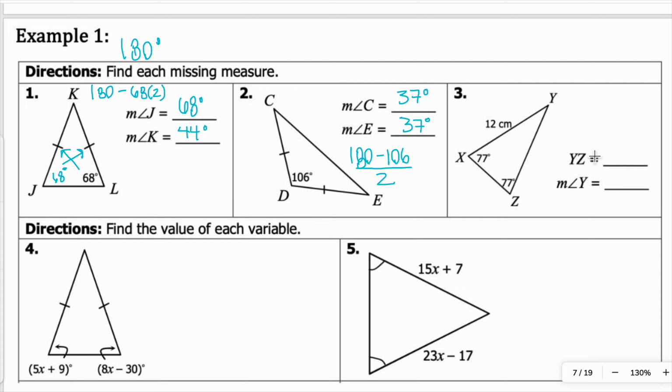And then for number 3, we are looking for YZ. This is also going to be considered an isosceles triangle because I have matching angles. Because I have matching angles, I should have two matching sides opposite from those angles. So here and here, which means these two have to be 12. And then to find my missing angle measurement, I'm taking the 77 degrees I have times 2, subtracting that from 180, and I'm going to get 26 degrees for the measure of angle Y.